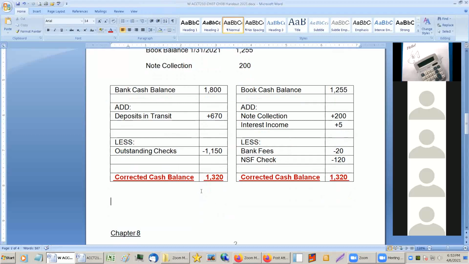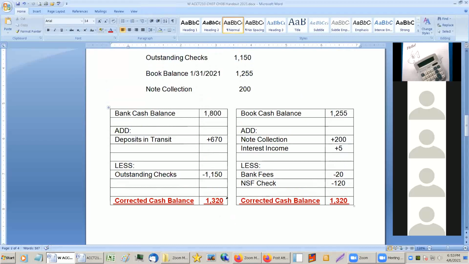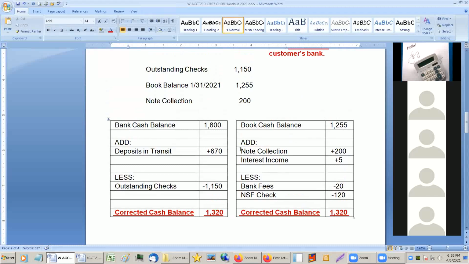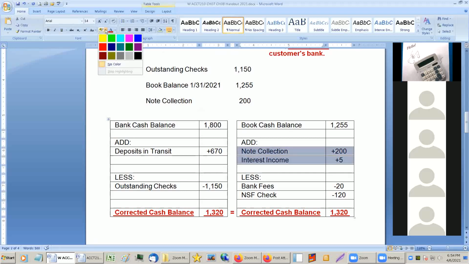So that would be our bank reconciliation. So these two sides are equal. And we make journal entries for these.